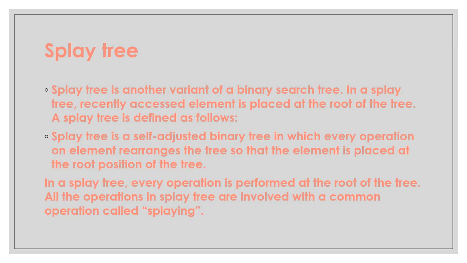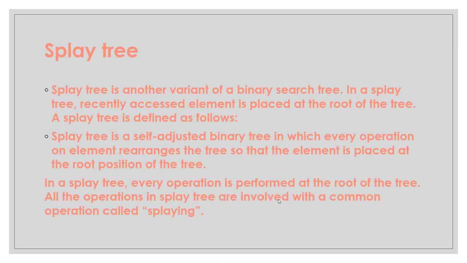Such a self-adjusting tree is the splay tree. Splay tree is another variant of the binary search tree. In a splay tree, the recently accessed element is placed at the root of the tree. So a splay tree is defined as follows: a splay tree is a self-adjusting binary tree in which every operation on an element rearranges the tree so that the element is placed at the root position of the tree.